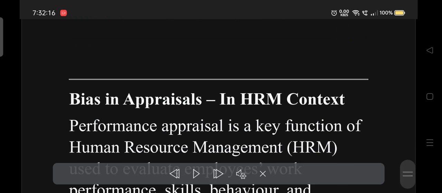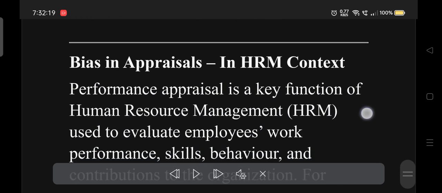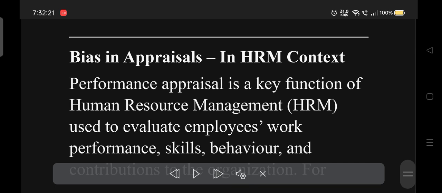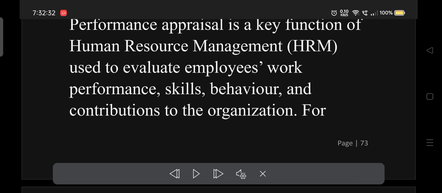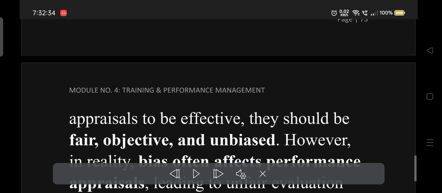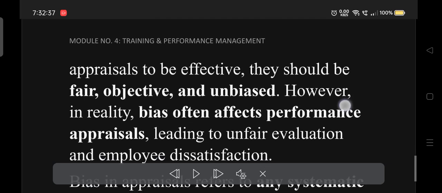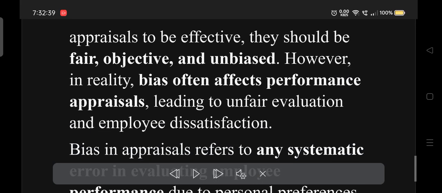Bias in appraisals in HRM context. Performance appraisal is a key function of human resource management, HRM, used to evaluate employees' work performance, skills, behavior, and contributions to the organization. For appraisals to be effective, they should be fair, objective, and unbiased. However, in reality, bias often affects performance appraisals, leading to unfair evaluation and employee dissatisfaction.